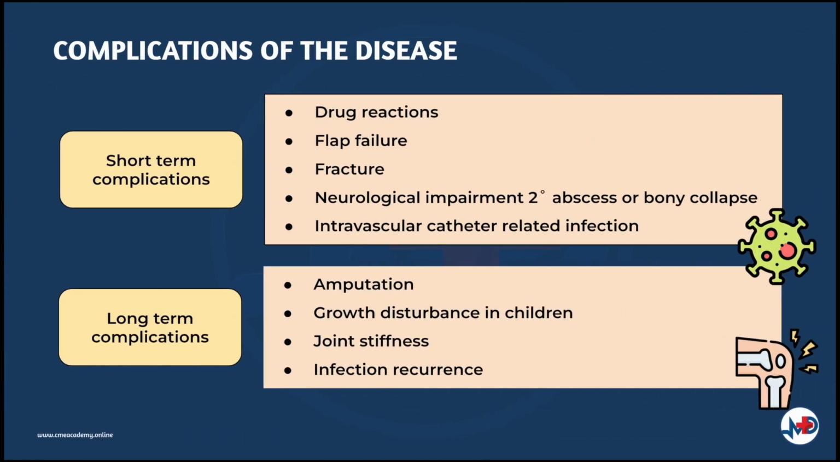There are short-term and long-term complications of osteomyelitis. The short-term complications would be drug reactions, flap failure, fractures, neurological impairment secondary to abscess or bony collapse, and intravascular catheter-related infections. Long-term complications would be requiring amputation, growth disturbances in children, joint stiffness, and recurrence of infection.